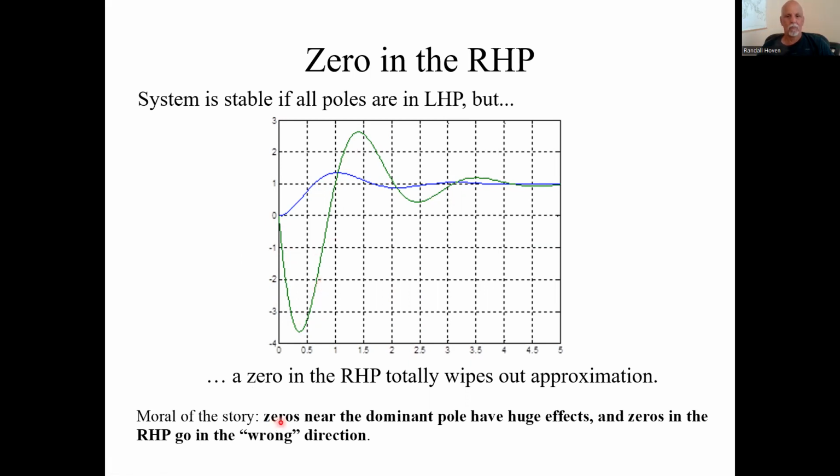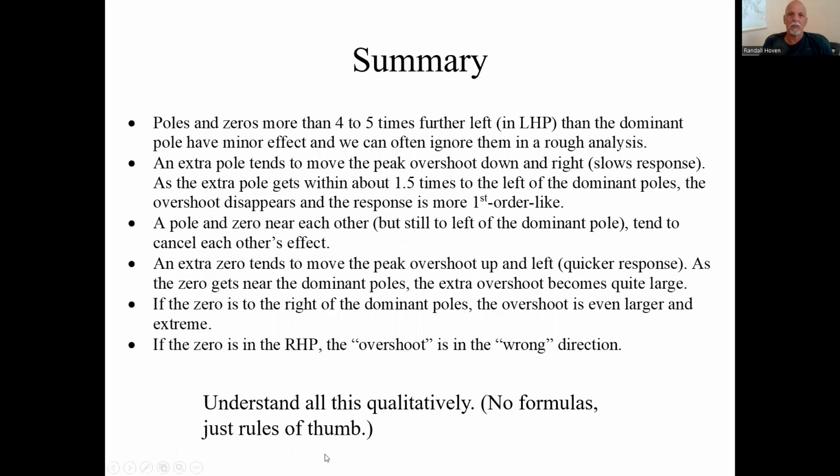So zeros near the dominant poles have huge effects, and zeros to the right of the dominant poles, into the right half plane, are really bad. The right half plane means wrong direction. So this stuff only works if the non-dominant poles and zeros are to the left of the dominant poles. If they're almost on top or to the right, kind of all bets are off as far as approximation.